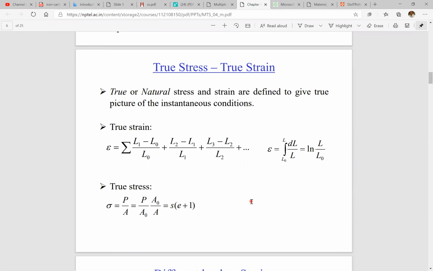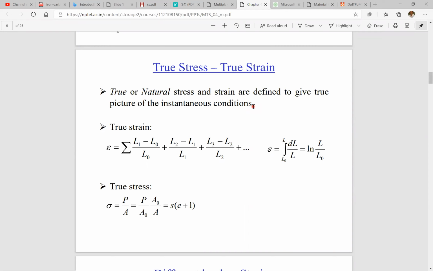At a particular time, what will be the deformation used in this calculation? Not like the engineering stress-strain diagram, where we use the initial area throughout the calculations. That is not the case here. It is the instant. At that particular instant, what is the area? That will be used in the true stress-strain diagram. True or natural stress and strain are defined to give a true picture of the instantaneous conditions. At that particular instance, the dimensions at that instant will be used in the true stress-strain diagram.